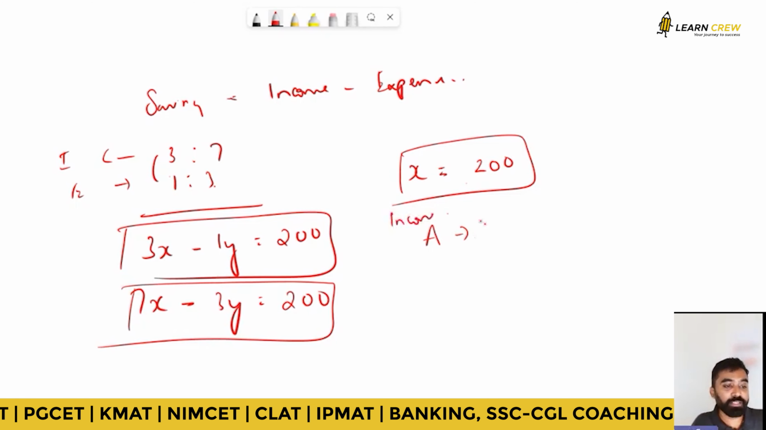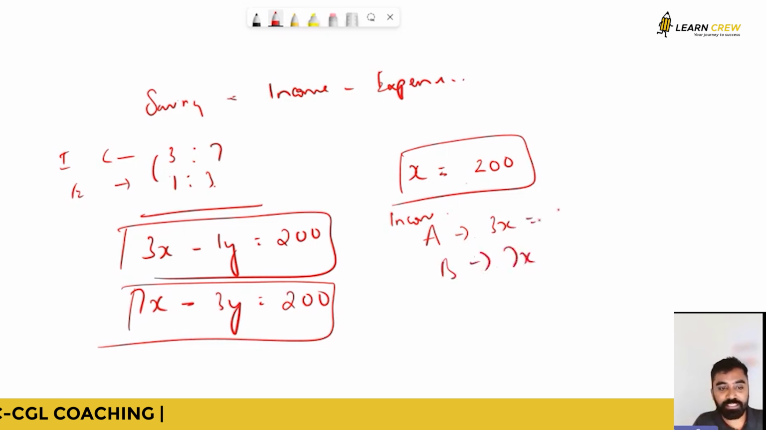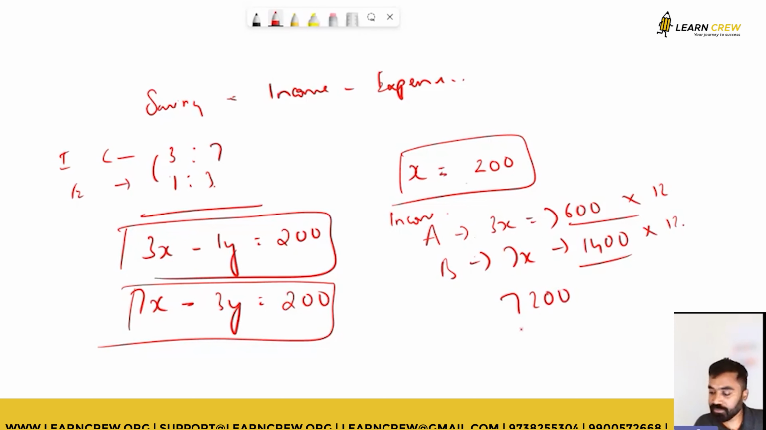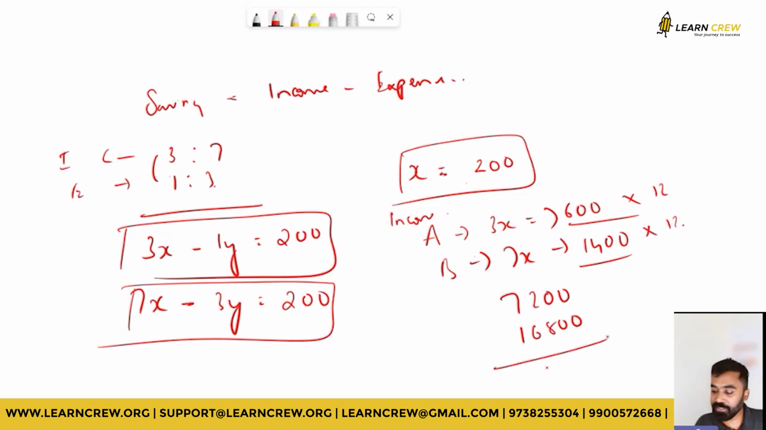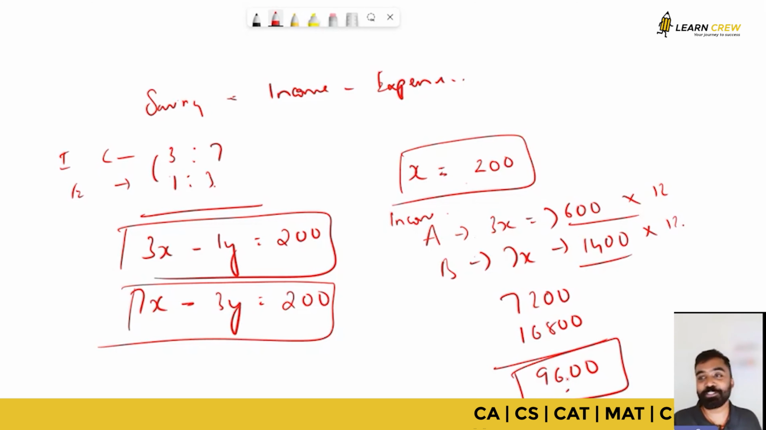What is income? A's income is 3x and B's income is 7x. This is nothing but 600. This is 200 into 7, 1400, right? And this is for a single month. If this is for a single month, can I multiply this by 12? This becomes 7,200. This becomes 16,800. The difference becomes 9,600. This becomes your answer. These kinds of questions also might come.